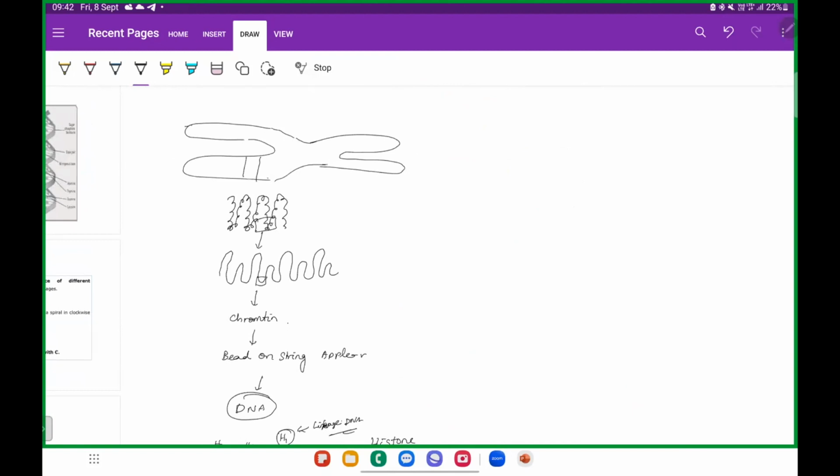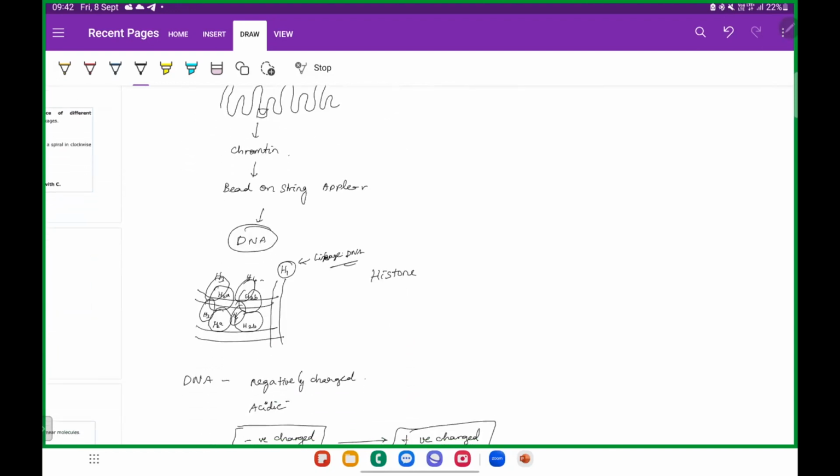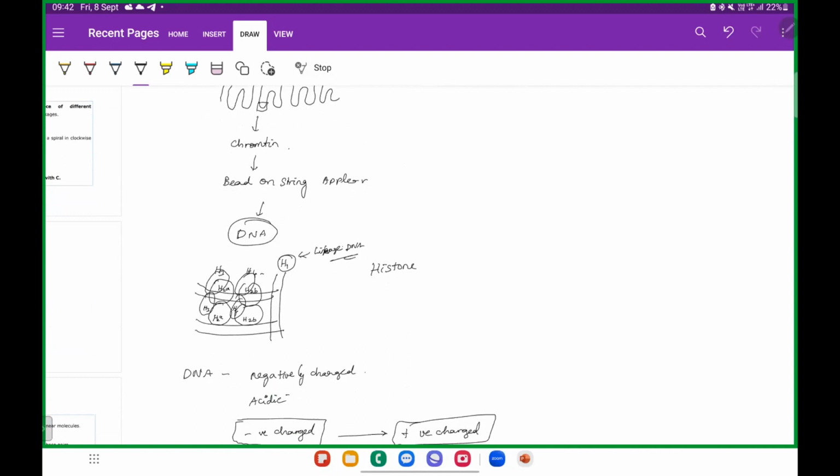So that chromosome, when you unfold it, when you unpackage it, you can see chromatin. And when this chromatin is slowly unbound, you are going to have your DNA. That means your DNA is packed in such a way that it is folded together, and they form this chromosome.